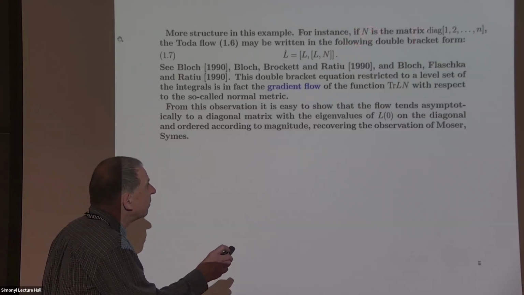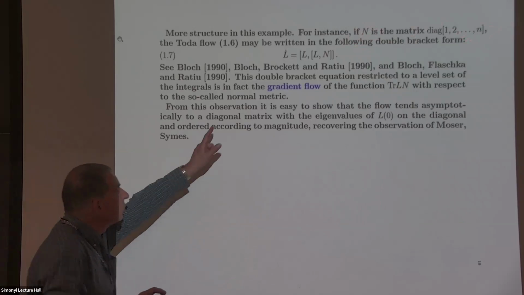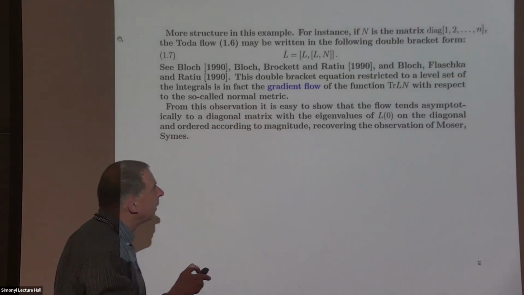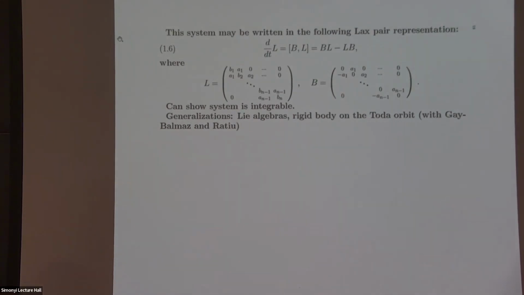Let's take N to be the matrix diagonal 1, 2, 3 through to n. I'll simply take a matrix N, which is diagonal, all right? And it has the entries 1, 2, 3, 4, 5, 6, 7. The important thing is it's just a sequence of consecutive integers. It could be any sequence, actually. And then you can check that you can rewrite the flow in this form, L dot equals L bracket N, and L bracket N is actually just equal to minus B. So it's an easy thing to check.